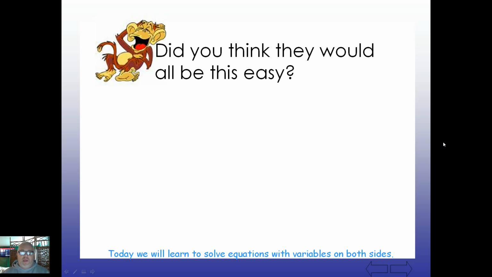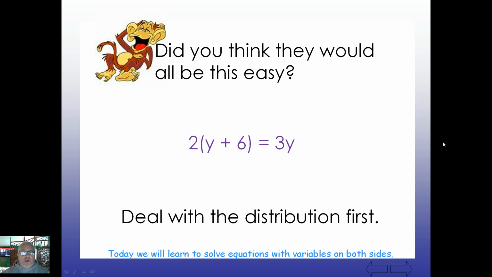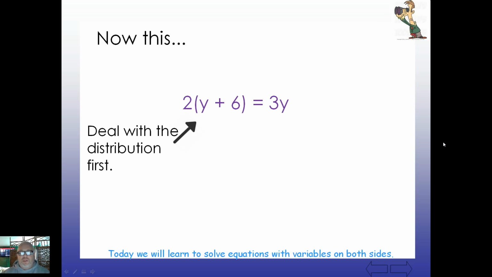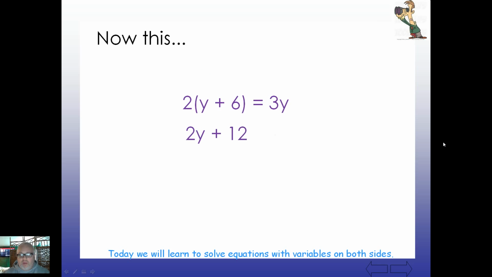Now, of course, they're not all going to be that easy. They're going to throw at us occasionally some distribution. So let's go back to what we know how to do. Let's go ahead and run that 2 through the expression on the left-hand side. So 2y plus 6. 2 times the quantity y plus 6. Let's run that 2 through and clean it up. So deal with the distribution first. So how about 2y plus 12, good, equals 3y.